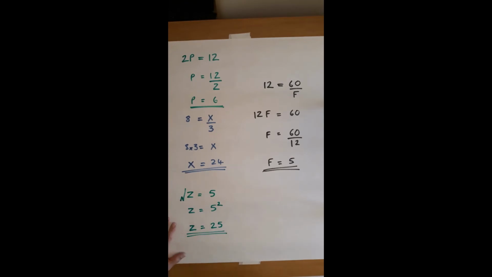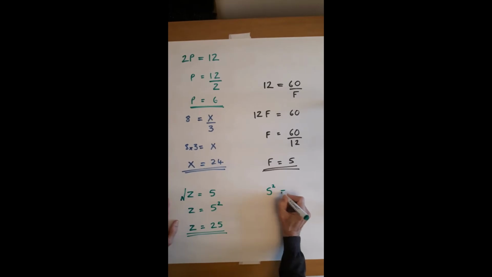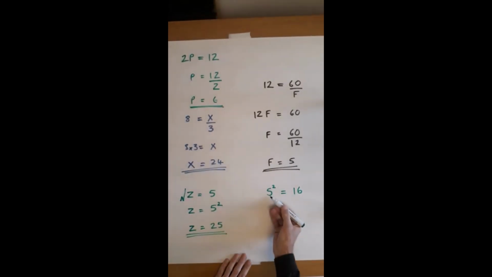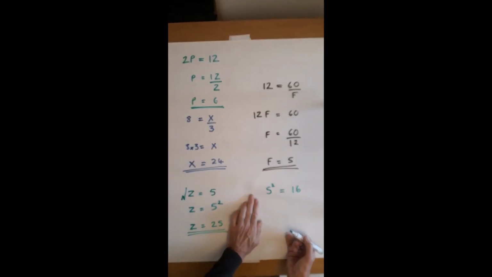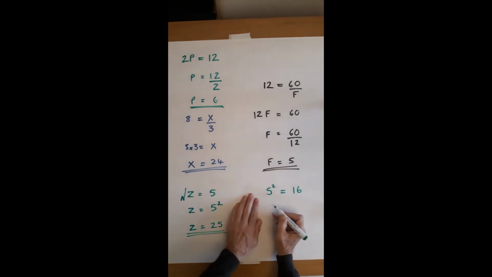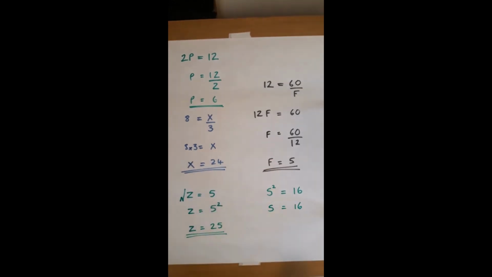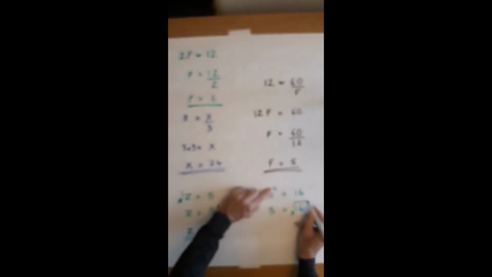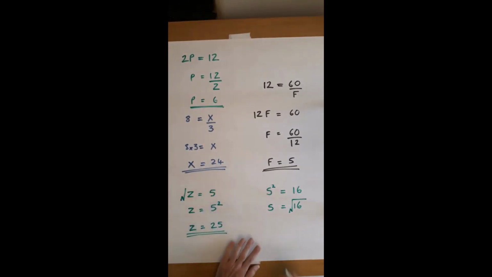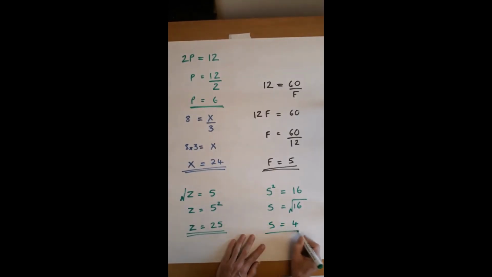The next one, s squared equals 16. So s is what we need to find. We need to remove the square, and the opposite of a square is a square root. So write this down, s equals the square root of 16. The square on this side becomes a square root on this side. And the square root of 16 is 4.